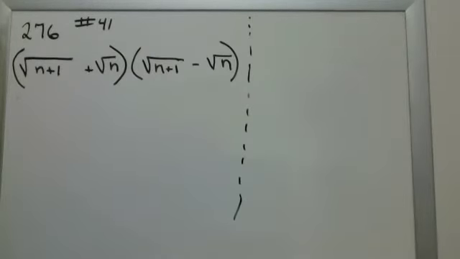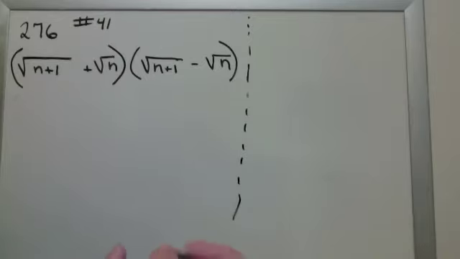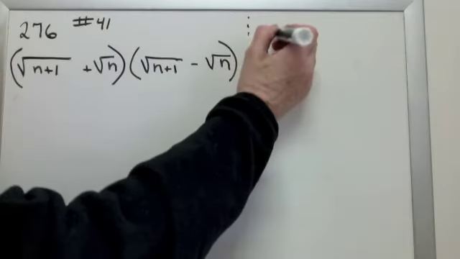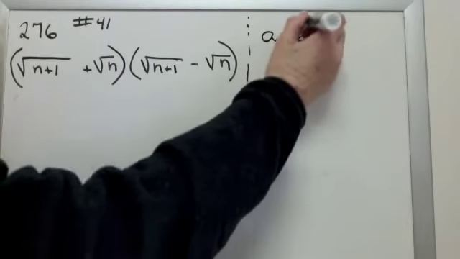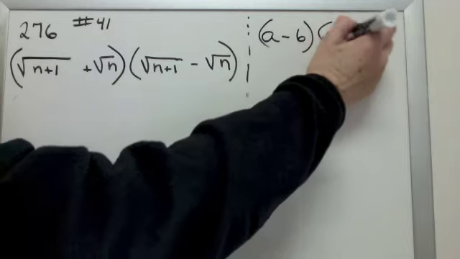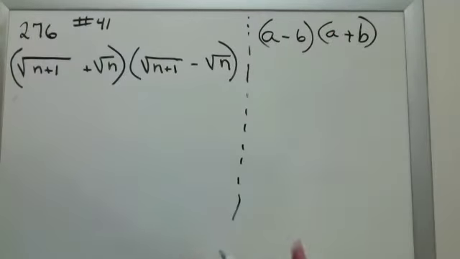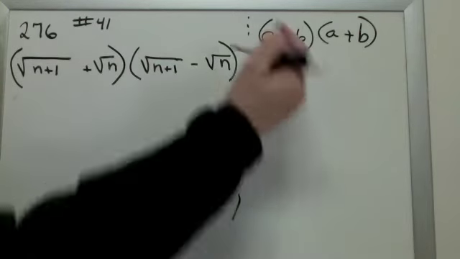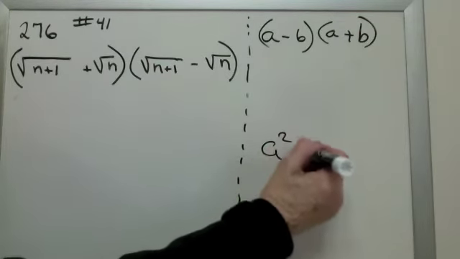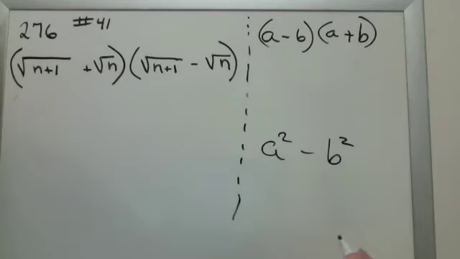Okay, I got a question on page 276, number 41, and this is basically multiplication of a binomial, and it happens to be a special product. For example, I don't know if you remember multiplying things like this as binomials, but there's a special rule when the two binomials are exactly the same except for the plus and minus sign, and the shortcut answer for this would be a squared minus b squared.